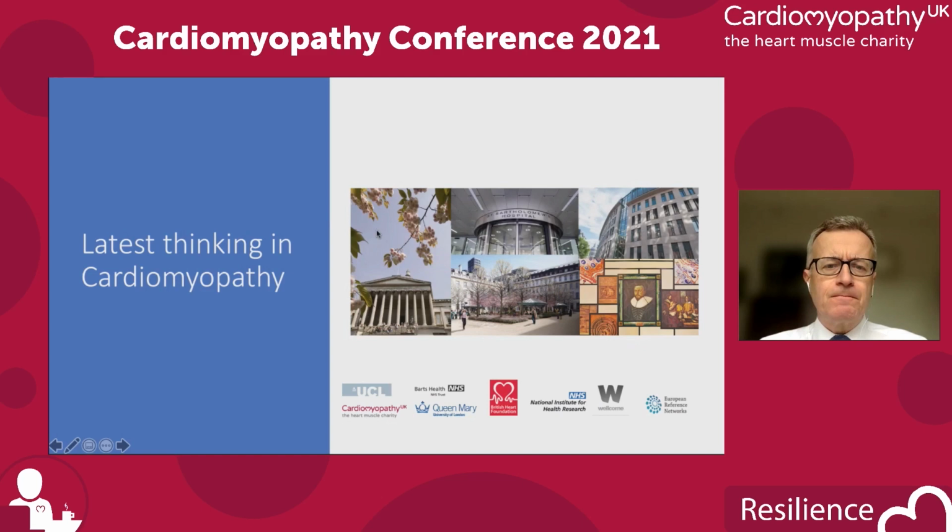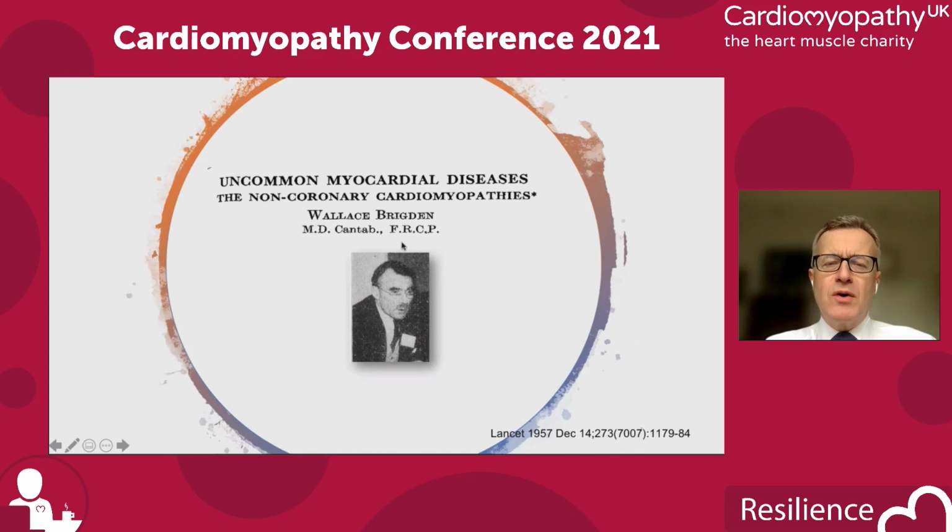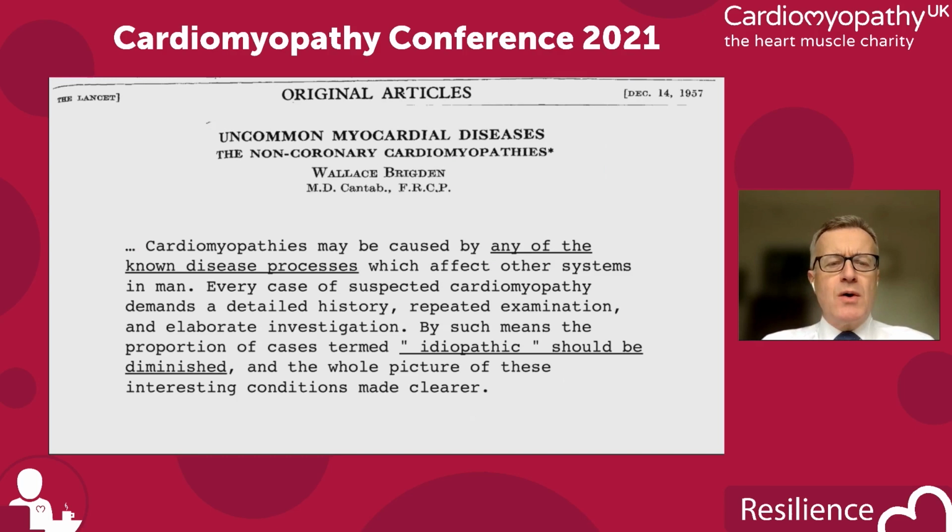So this is where I started on the last one, Wallace Brigden's statement about heart muscle diseases. And again, I'm going to pick another quote from that 1957 paper, where he said then that cardiomyopathies may be caused by any of the known disease processes and that the term idiopathic should be diminished. And it's actually taken more than 50 years, I think, for us to get to this point where we stop using this term idiopathic, which is basically just doctor speak for I don't know what the cause is, to actually starting to break down these different conditions into their underlying disease groups.